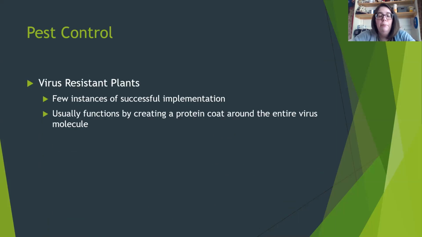Okay, herbicide-resistant plants are not affected by the use of certain systemic herbicides, and then virus-resistant plants, few instances of successful implementation. So we're not moving very far when it comes to virus-resistant plants. Why? Back to Biotech 1. Viruses mutate very quickly. It's harder to kill a virus than a bacteria. Hello. Don't we know that? You're in the middle of COVID-19, y'all. So it usually functions by creating a protein coat around the entire virus molecule.